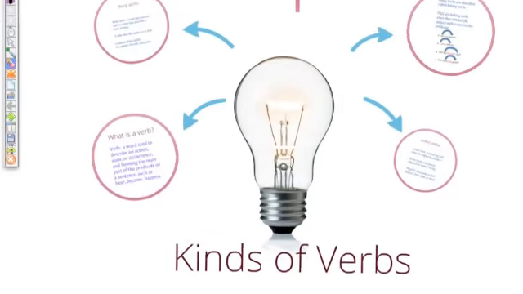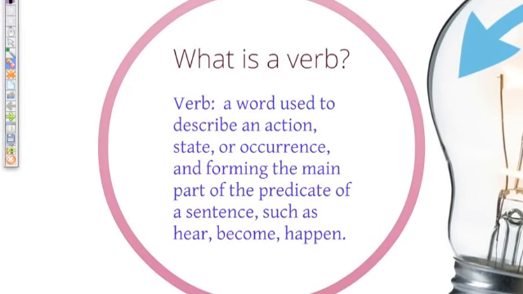So, what is a verb? A word used to describe an action, state, or occurrence, and forming the main part of the predicate of a sentence, such as hear, become, and happen. Now, if you looked at that, you saw action, occurrence, which is the same thing, but also state. Okay? That's going to form the basis for the two main types of verbs, action and being, or linking. So, let's learn about those.